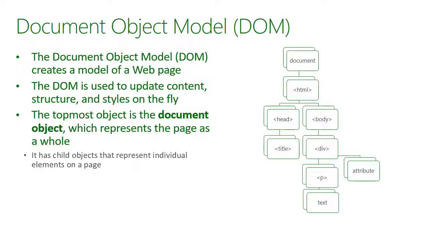So the document object model creates a model of a web page. You can see a typical structure of a web page on the right hand side. The DOM is used to update content, structure and styles on the fly, i.e. dynamically. The topmost object is the document object, which represents the page as a whole. It has child objects that represent individual elements on a page.